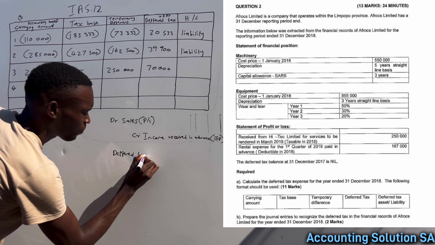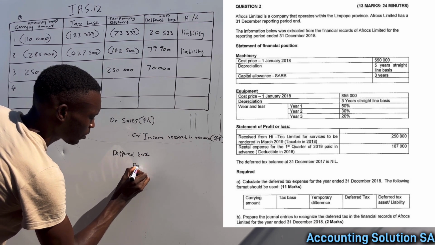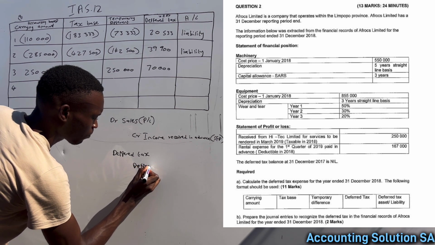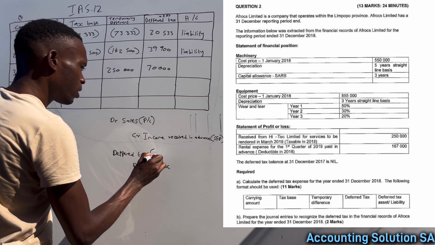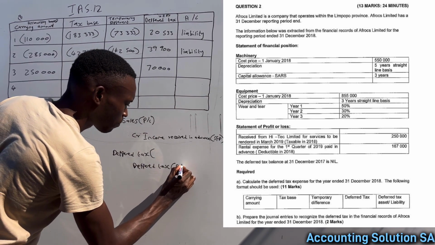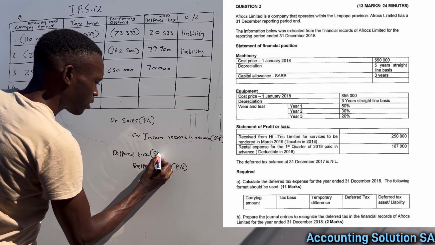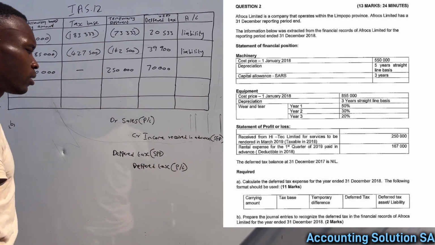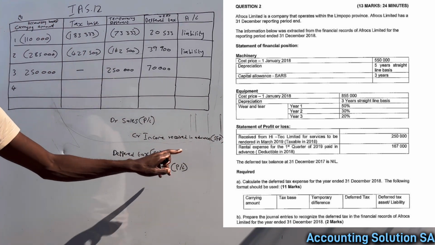Deferred tax on the debit, and on the credit, deferred tax. Okay, which means that P&L, because it was on the debit, this side will be on the credit, P&L. Then this side will be SFP. Just like that. They have to swap what? The side. Very simple like that.